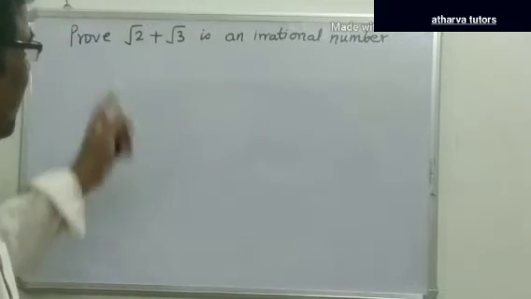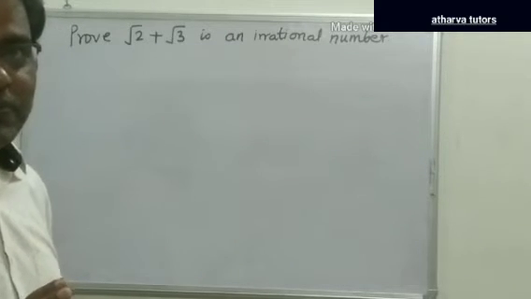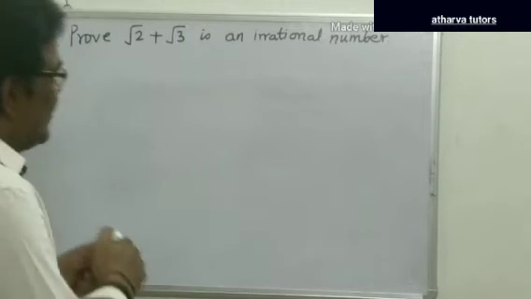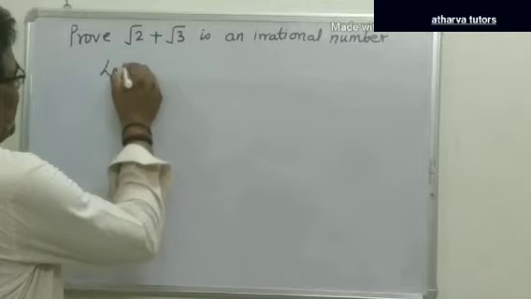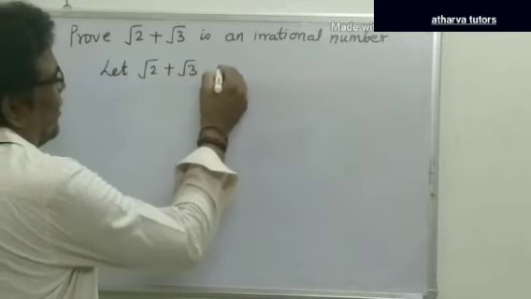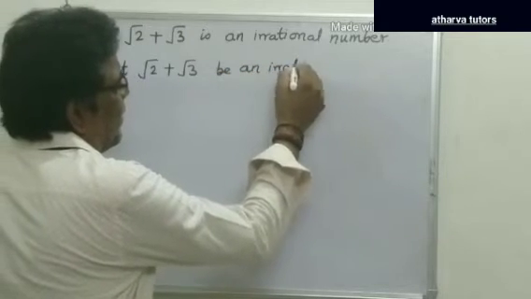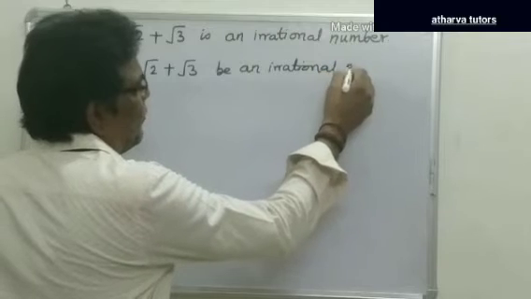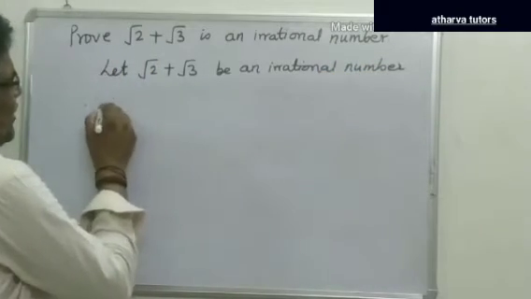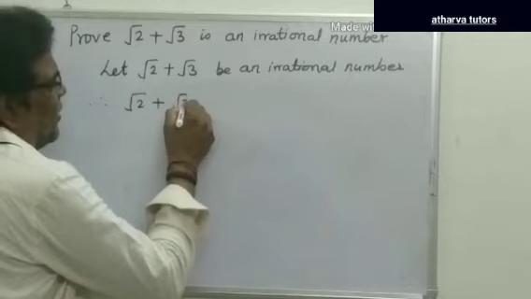This question is not there in the NCERT text, but it's given in side books. So the method of solving will be the same. We'll go by the method of contradiction only. So we'll say that let root 2 plus root 3 be an irrational number.